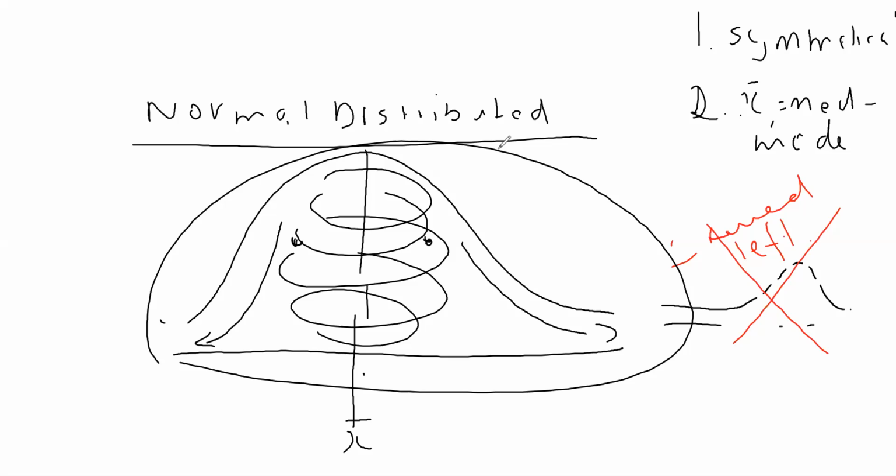Second thing is you need to understand that the mean, the median, and the mode are equal. They all are the same. If your median and your mean don't match, then your data is not normally distributed. It has to be skewed.